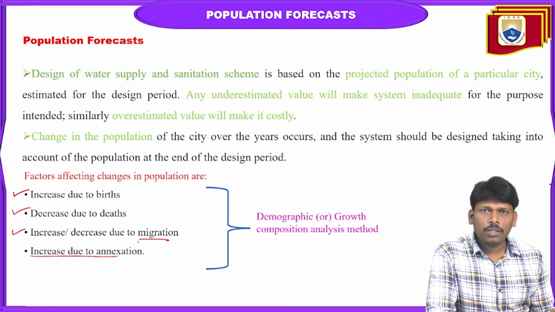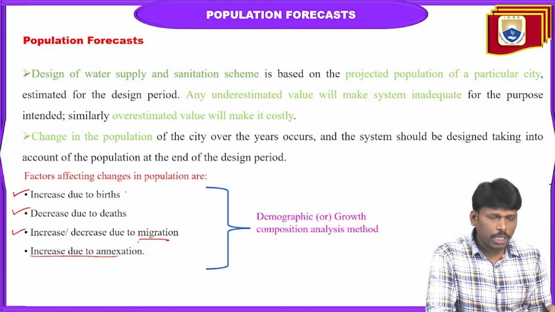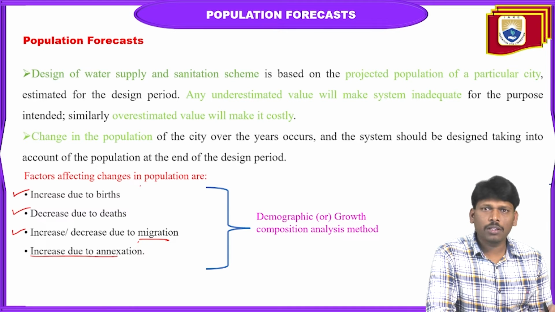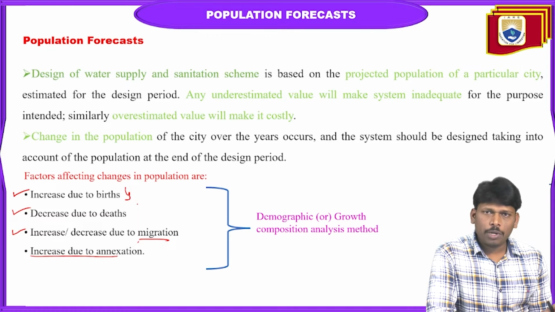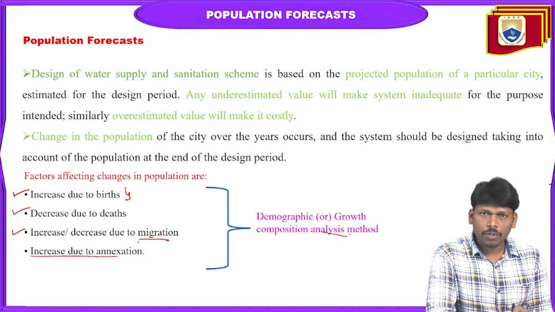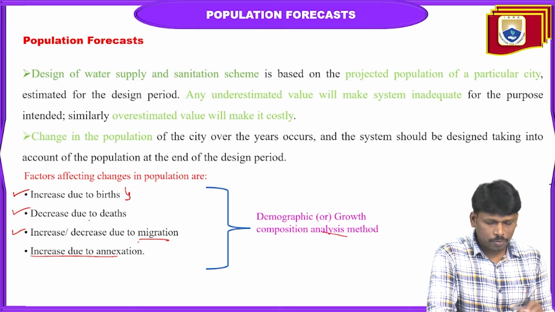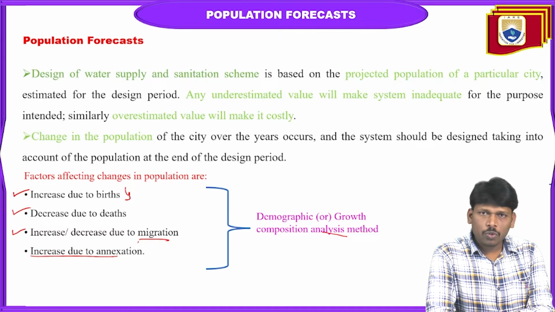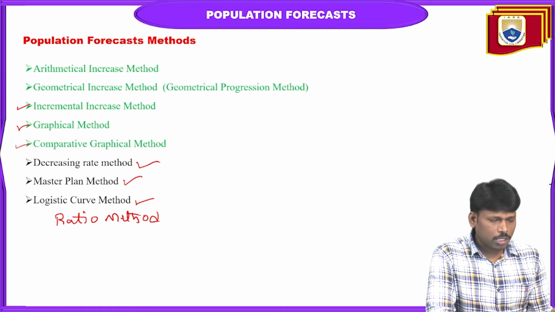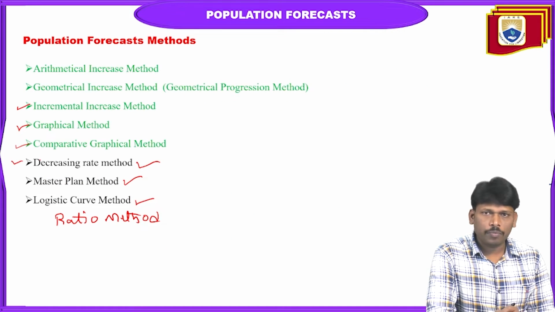If any government or organizing body maintains these records year wise, or for every 2 years, or for every 1 year, then it is possible to estimate the population using this method. Otherwise, it is very difficult. Coming to another method, it is called the decreasing rate method.